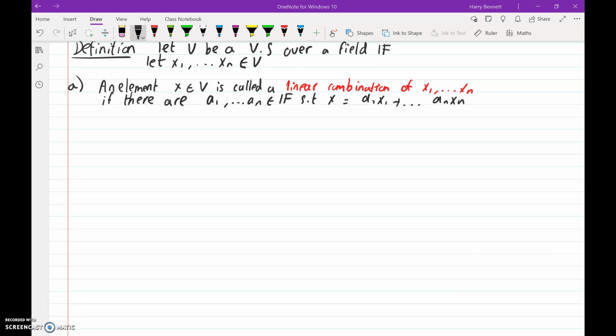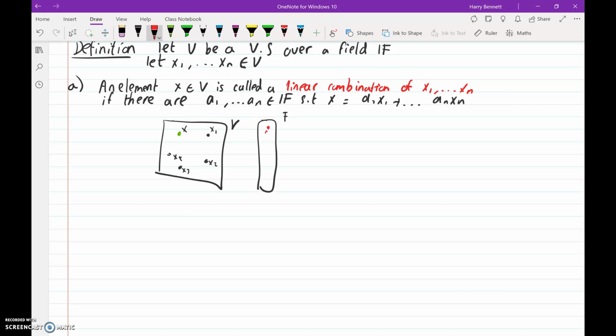an xn. So what this means is, if I have my vector space V here, and I pick an element, so I take x in V. Here are elements x1, so this is x, this might be x1, this might be x2, this might be x3, this might be x4, and if I have my field here, which has elements a1, a2, a3, I say that this vector x is called a linear combination if I can find a corresponding set of a's and a set of x1, x2, x3, such that when I add them all up, I get x. So that's what this means.